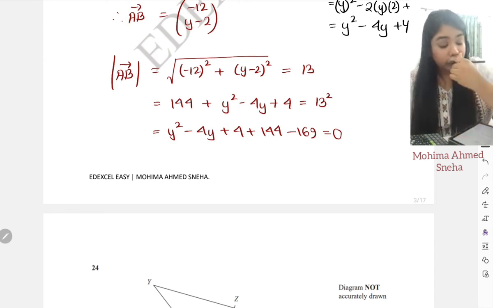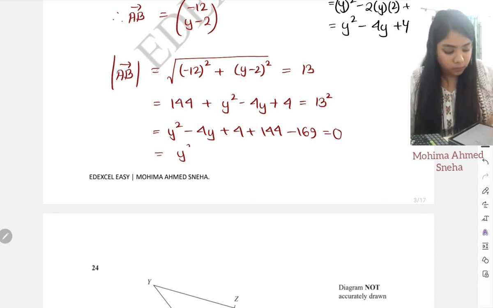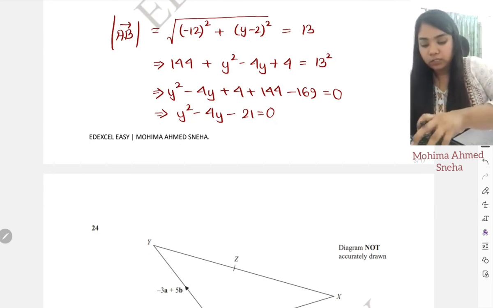We can clearly see that this is going to create a quadratic equation from now, right? 4 plus 144 minus 169 is minus 21. So you get y square minus 4y minus 21 equals 0. So eventually, from here onwards, you can use a calculator.